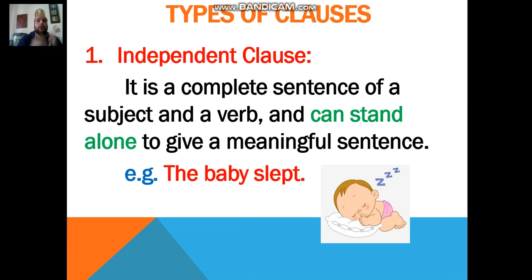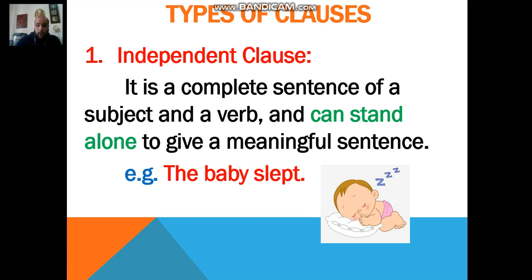Now let's go for the independent clause. It's a free clause. It can stand by itself. You can understand it by itself. It's a meaningful sentence, the independent one. I call it the free one. It's free. Whoa, I'm the free clause. I'm the independent clause. I can stand by myself and I'm meaningful.